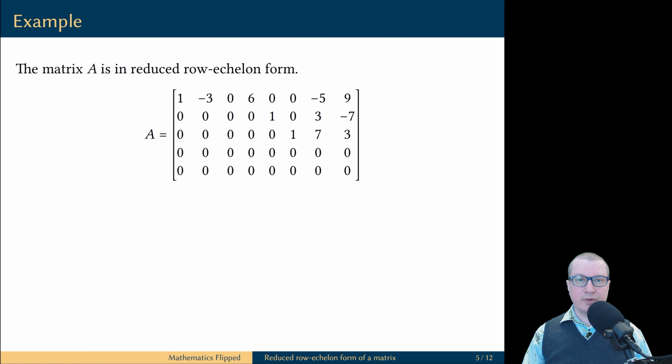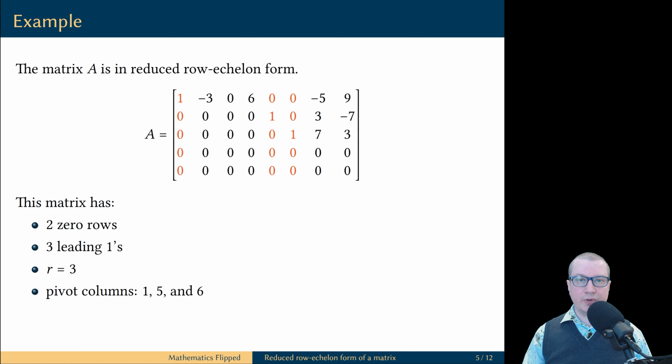Here is an example of a matrix in reduced row echelon form. It has two zero rows, which are located at the bottom of the matrix. There are three leading ones. Each of the three non-zero rows has a corresponding leading one. R is equal to 3 because there are three non-zero rows. We also have three pivot columns. These are columns 1, 5, and 6. All other columns of this matrix are the non-pivot columns.